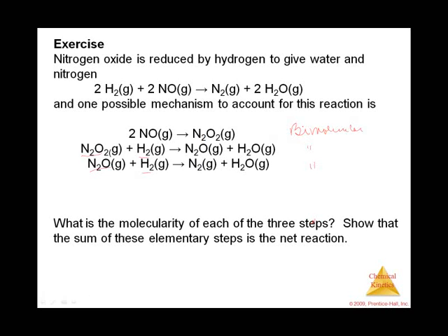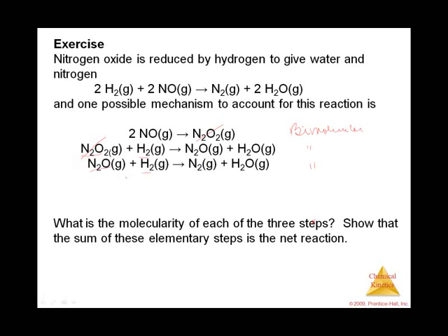Okay, now show that the sum of these elementary steps is the net reaction. So what I have to do is look at trying to simplify this. So here I have N2O2 produced here and used here. And this cancels out. This is one of those things known as an intermediate. It gets produced in one step, consumed in the next.